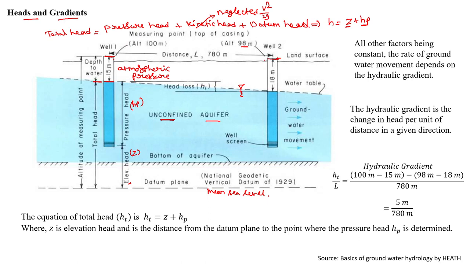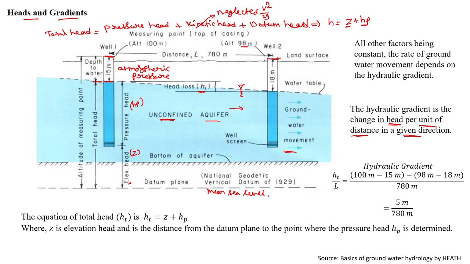Now my interest is to calculate the hydraulic gradient. Hydraulic gradient is nothing but how much head is lost by the water as it flows 1 meter along the flow direction. So the hydraulic gradient is the change in head per unit distance in a given direction. In our case, the groundwater movement is in this direction. Suppose how much head is the groundwater losing as it moves in this direction? So how can it be calculated?